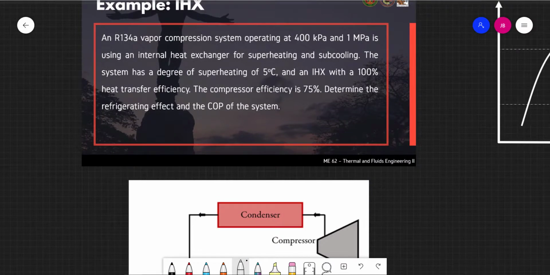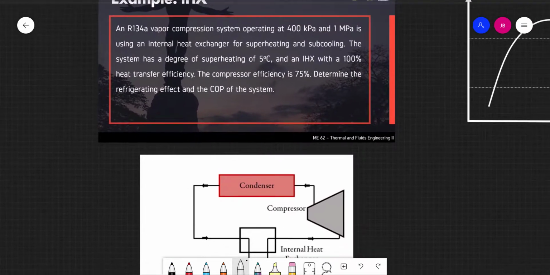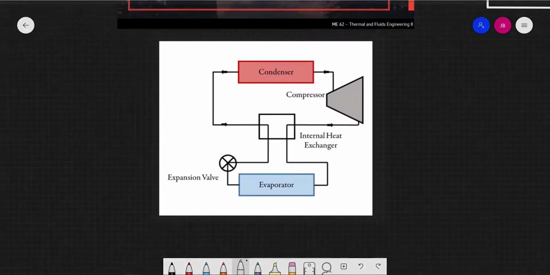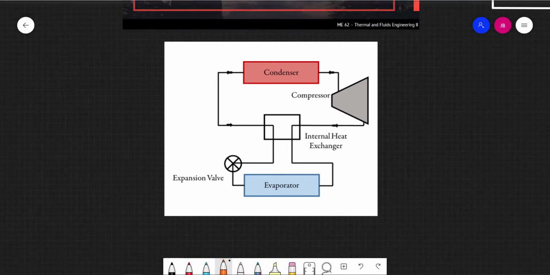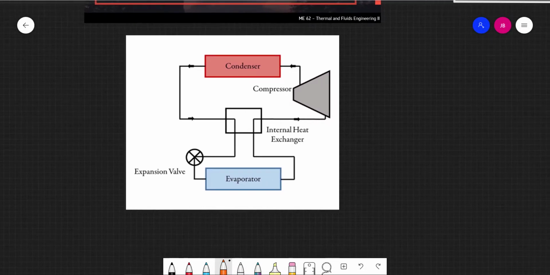So, bago natin simulan ang pag-solve ng problem na ito, alam natin na ito ang schematic diagram ng iyong vapor compression system with superheating and subcooling using an internal heat exchanger. So, ang gagawin natin dito, ilagyan muna natin ng labels yung bawat state points. So, at the outlet of the evaporator, we have our state 1. And we know that this is saturated vapor here. We are going to superheat it in the superheating line of the internal heat exchanger.